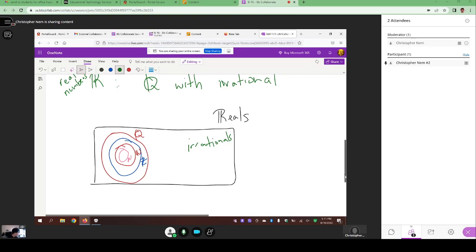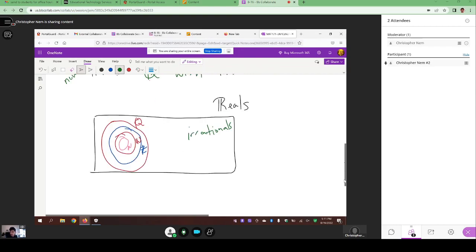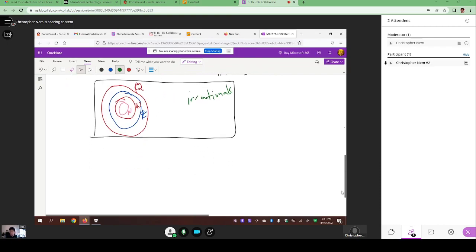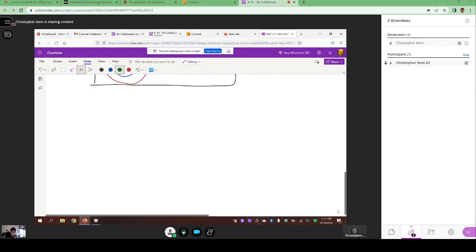So now that we have shown the categories of different types of numbers, we need to talk about specific properties. In particular, we're going to be looking at properties for real numbers. Let's give some examples of real number properties. The first one is the commutative property.